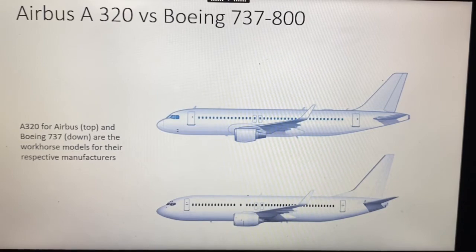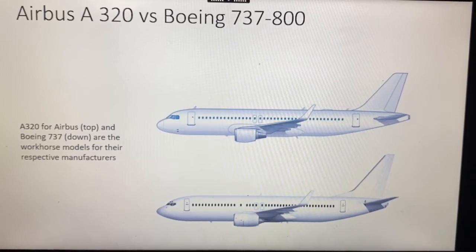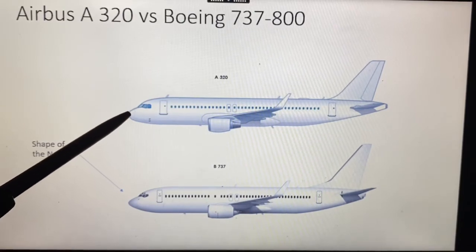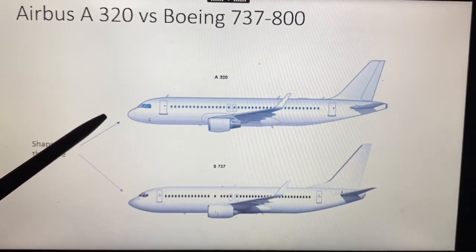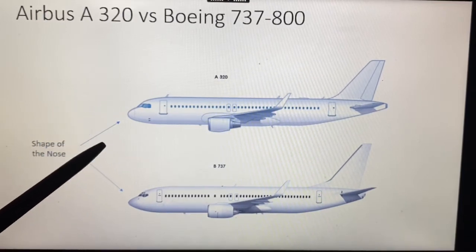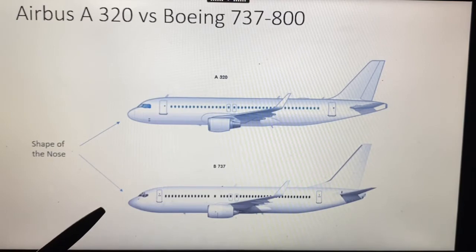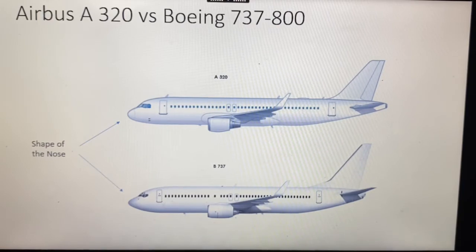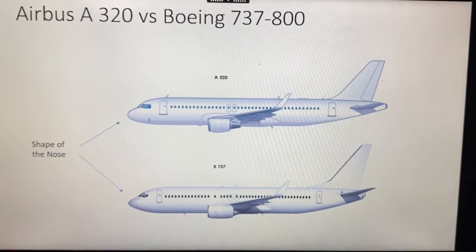Now, how would you be able to identify them? The most important thing, I guess, is the shape of the nose. An Airbus 320 has a curved, or rather round nose, compared to a Boeing 737, which has a little bit pointier nose. That's probably the most obvious giveaway when you're watching a 737 and a 320 come in to land or take off from an airport. So look at the nose. The pointier nose are usually Boeing 737s.